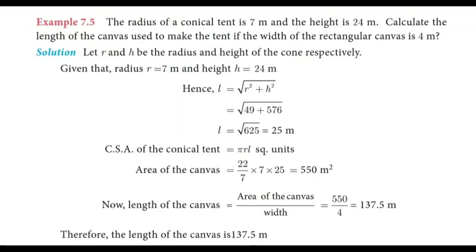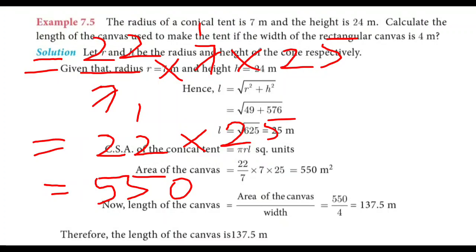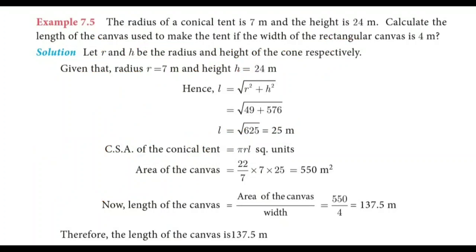Then CSA of the conical tent is equal to pi r L square units. Then area of the canvas is equal to 22 divided by 7 into 7 into 25, since pi is equal to 22 divided by 7, r is equal to 7, and L is equal to 25. Then 7 and 7 cancel, then 22 into 25 we get 550. Therefore area of the canvas is equal to 550 meter square.